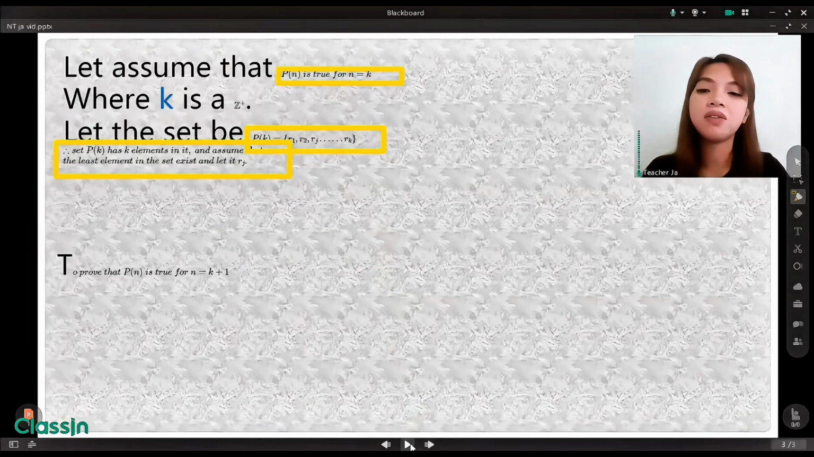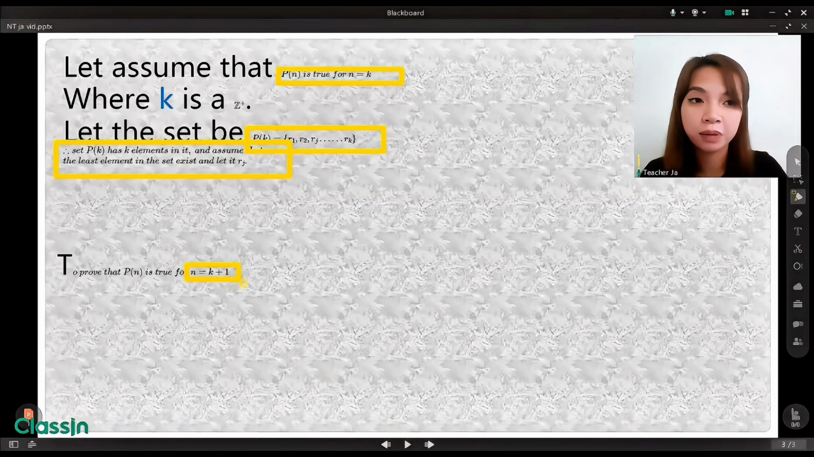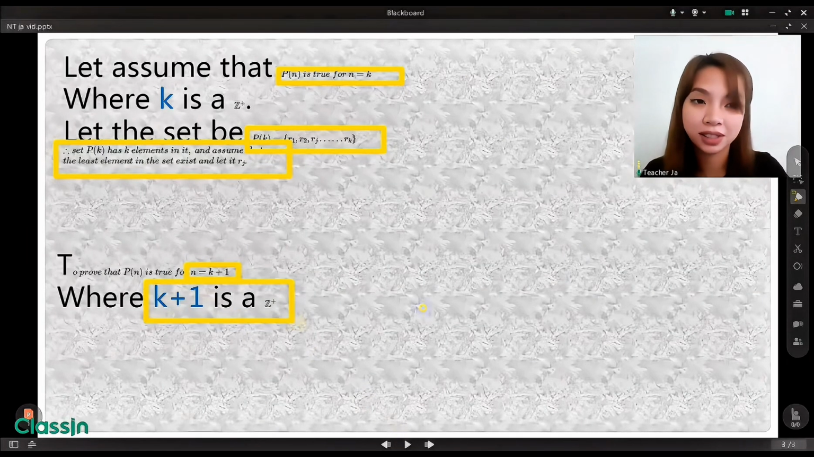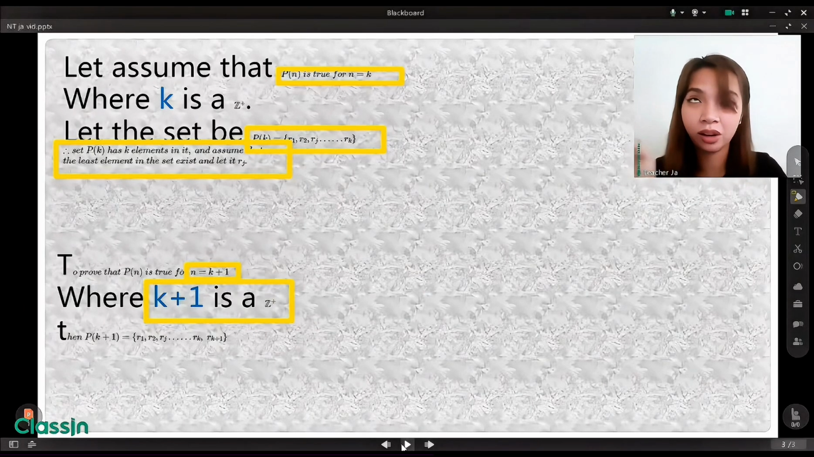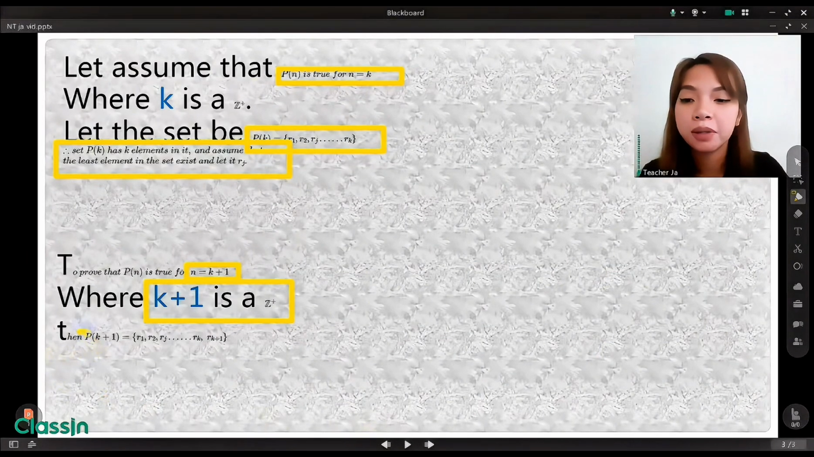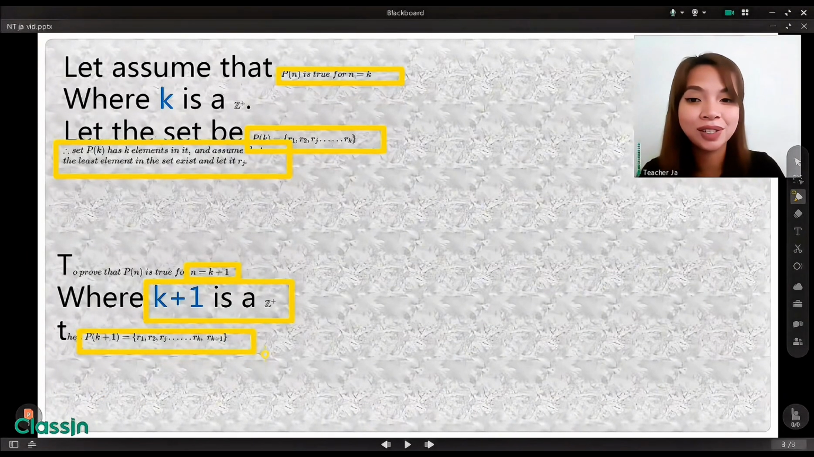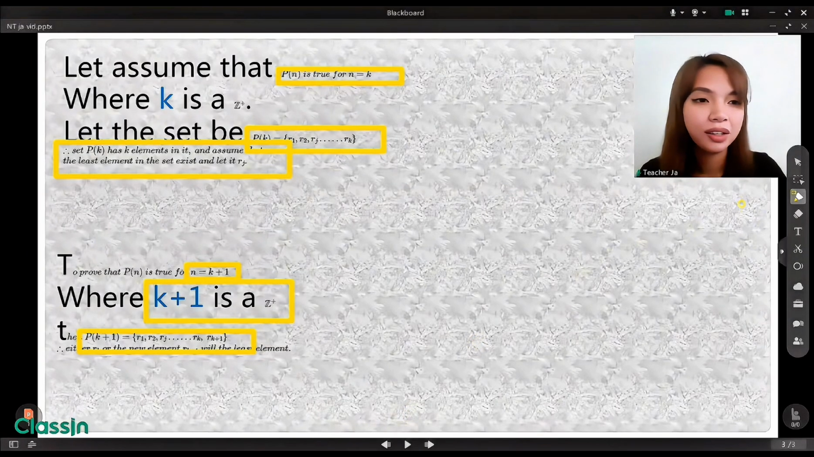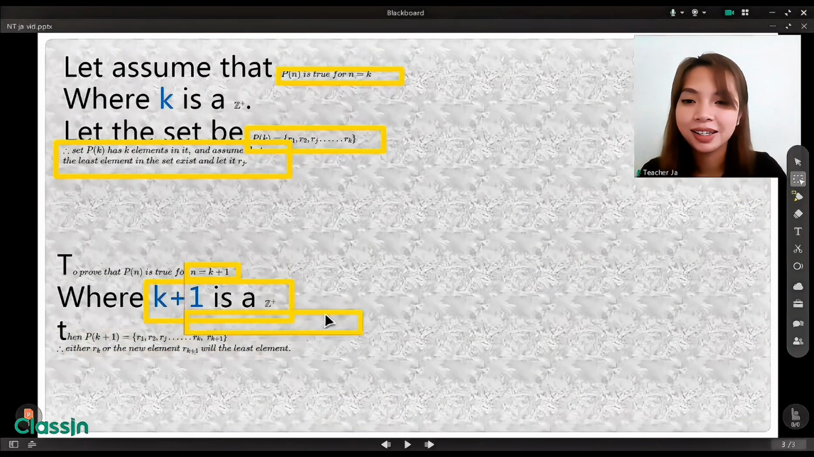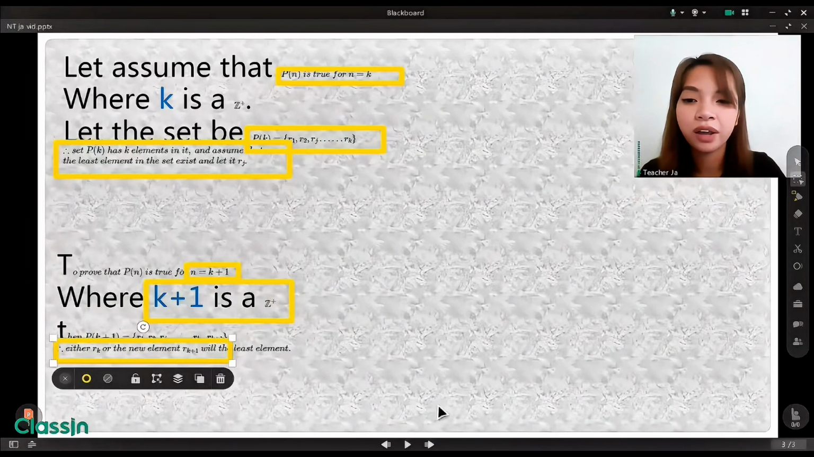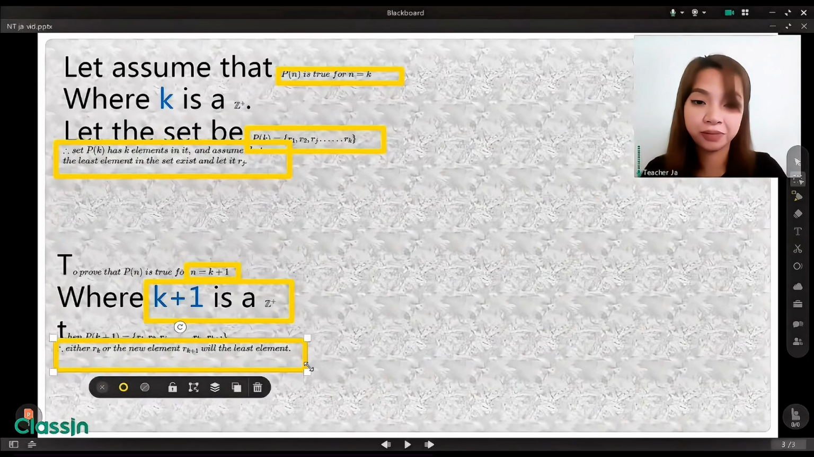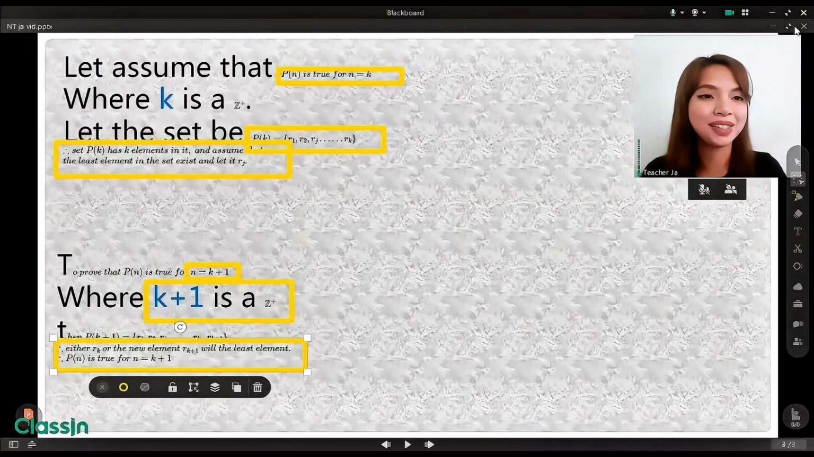The next thing is to prove that P of n is true for n equals k plus 1, where k plus 1 is a positive integer. Do not forget that it is always positive integers. To prove this ordering principle, P of k plus 1 is equal to r of 1, r of 2, up to r of j, and you only add r of k plus 1. It is either r of j or the new element that will be the least element. So either of them. Now, let's proceed.